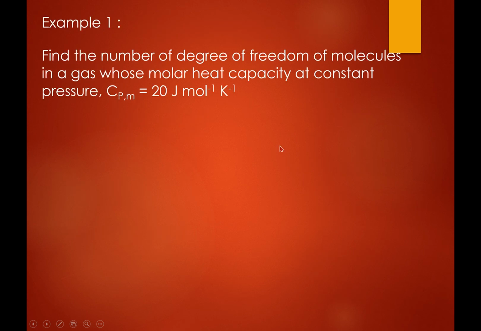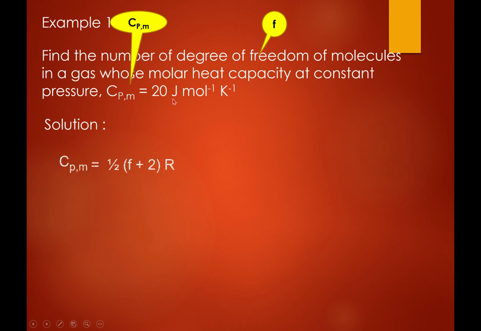Okay, we try one example. Find the number of degrees of freedom of molecules in a gas whose molar heat capacity at constant pressure, CPM, equals 20 joule per mole per Kelvin. So the solution is, we are going to determine F, the degree of freedom, and given that CPM equals 20 joule per mole per Kelvin.